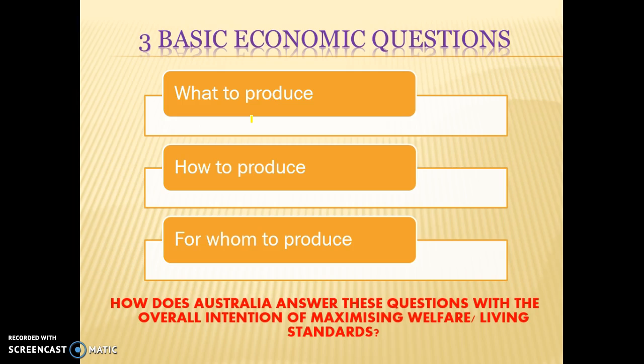All economies have to answer three basic questions: what to produce, how to produce, and for whom to produce. They are the three questions that any economy needs to decide how they're going to go about their production. And how does Australia answer these questions? With the aim of trying to boost our living standards.